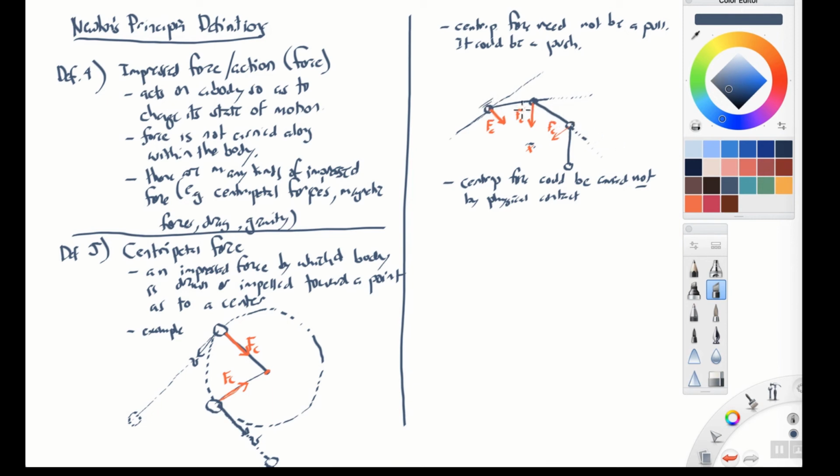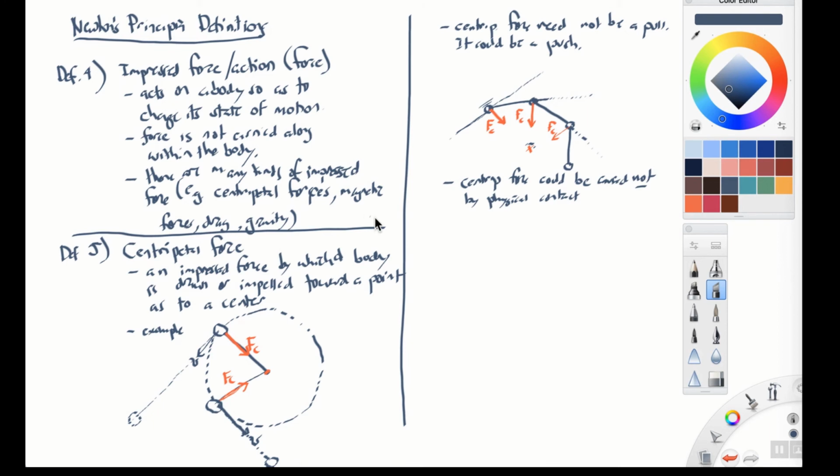But you might imagine you can have centripetal forces that are not caused by contact, like if you have a magnet, let's say a magnet is flying or sliding along the ice, and suddenly you bring a magnet near it and deflect it toward a central point. You don't even need to touch it. You could just have this magnetic force acting on it, and that would be a centripetal force.